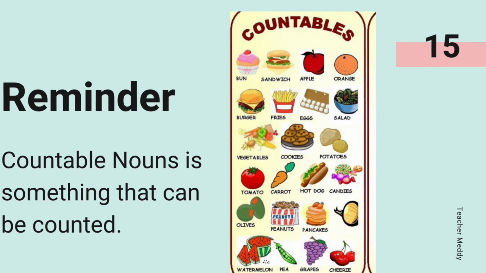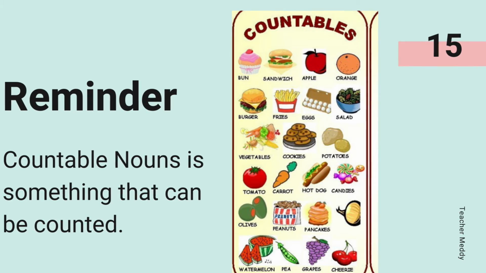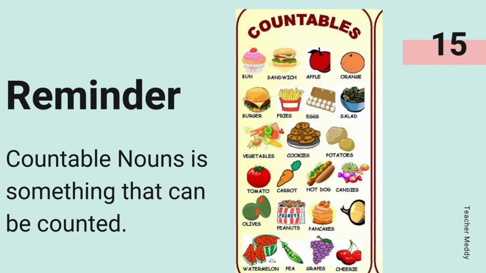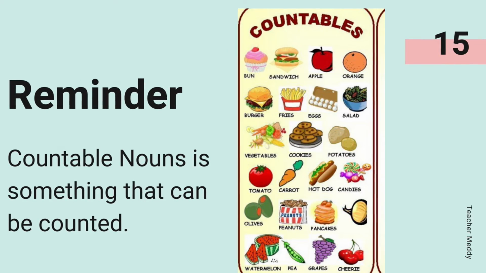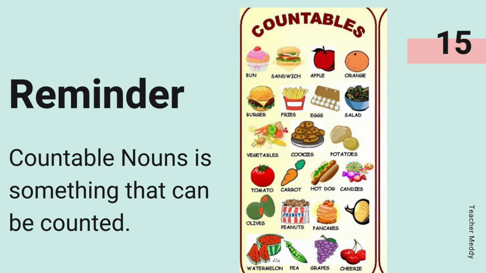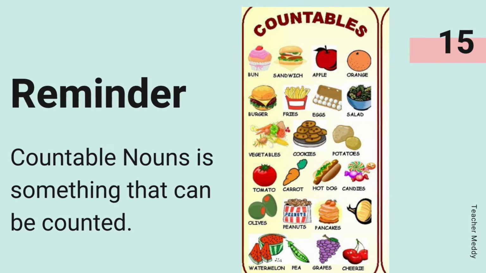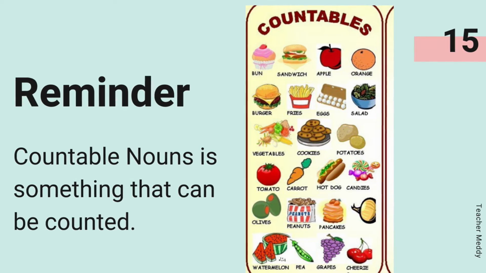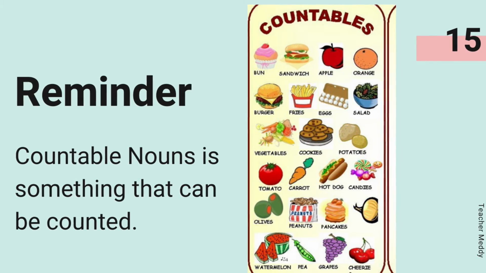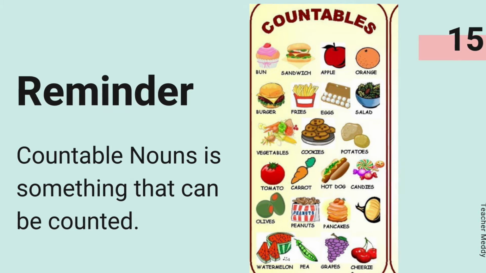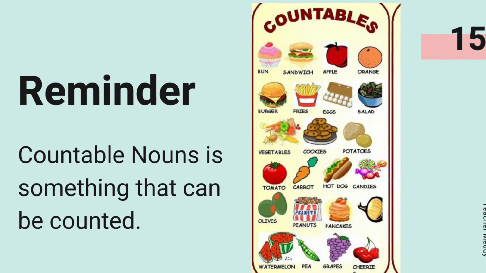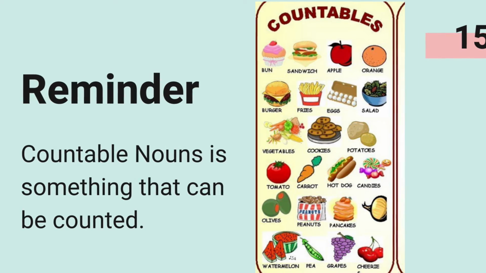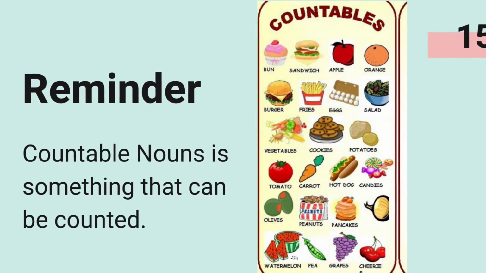Okay, now, remember what are countable nouns? Yes, countable nouns are things that we can count. Now, examples of countable nouns are apples, oranges, sandwiches, burgers, cookies, hot dogs, carrots, pancakes, and many more. So you can look at the examples of countable nouns in the picture above. Okay, so let's look at the next session.